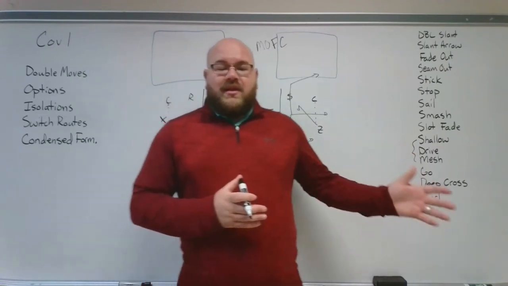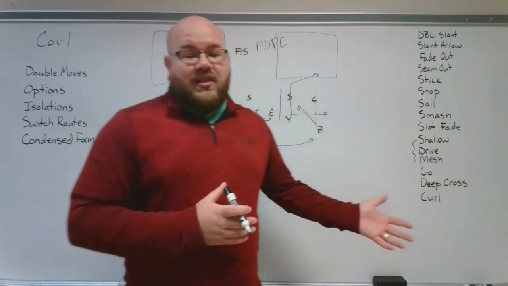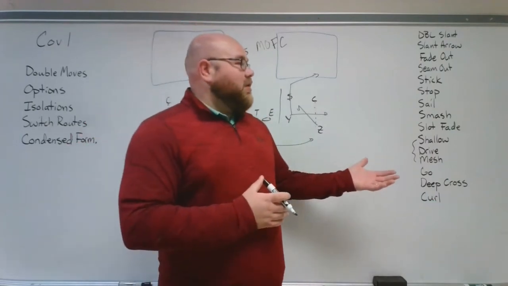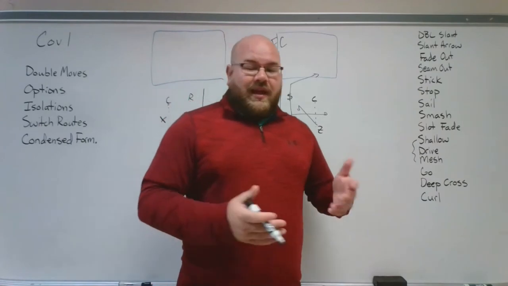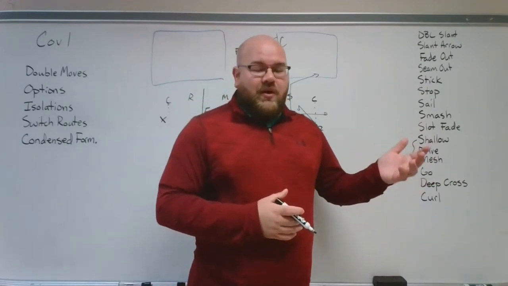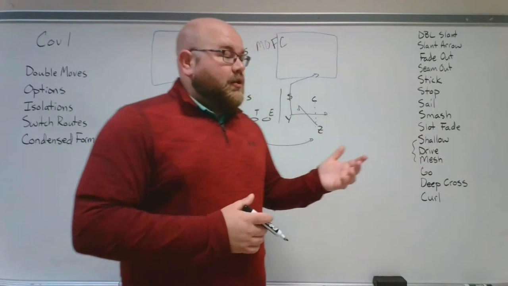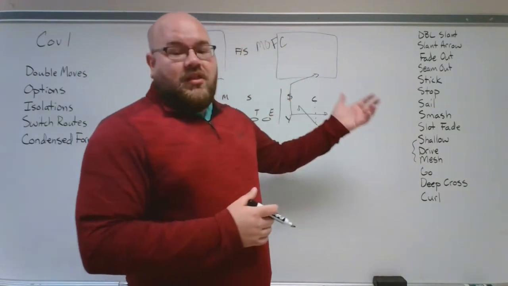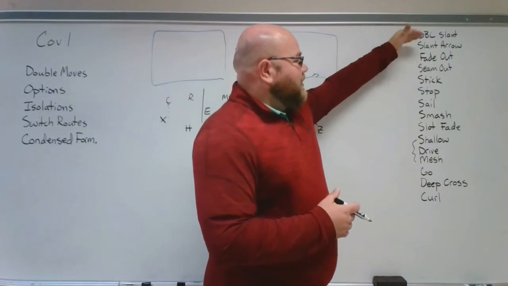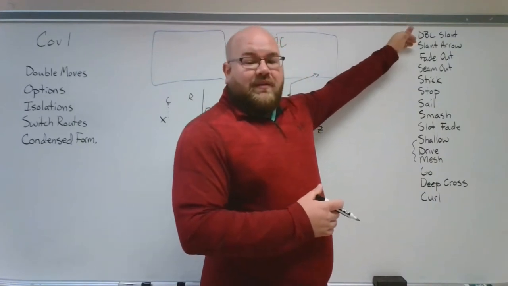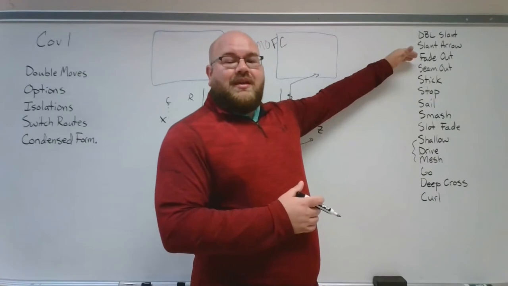Now, I did make a list over here too of a bunch of concepts. I've done the research, and through some experience, these are a lot of plays that you'd like. Is this a complete full list? No, but it is a lot of the things that you would want to consider against cover one. We've got the double slant. We've got a slant arrow or a slant flat. We've got the fade with the out.